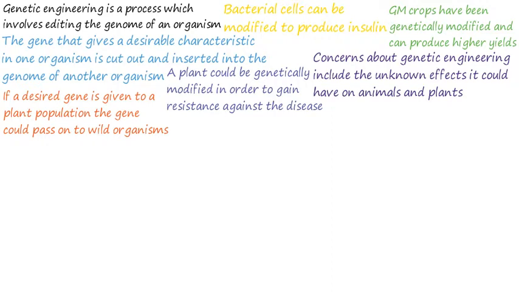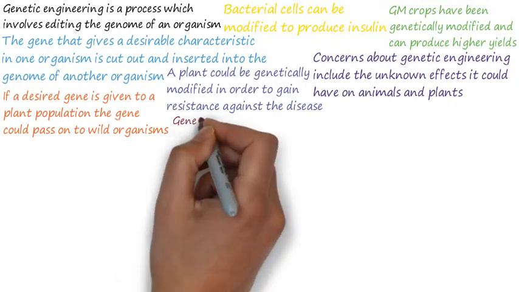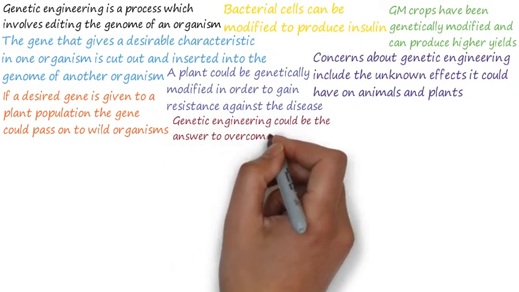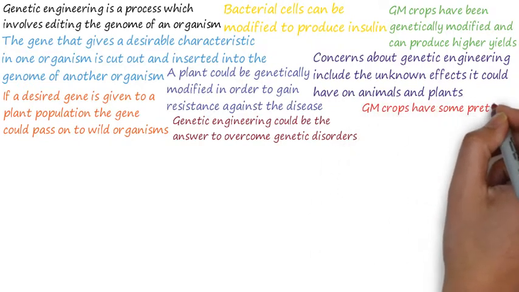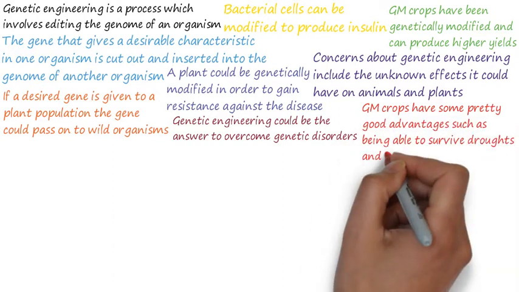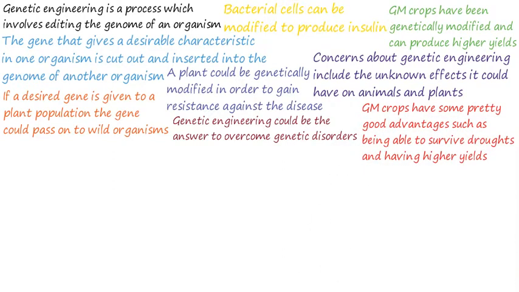For instance, if a certain gene which gives a plant resistance to pesticides is passed on to a pest, they could become resistant too. Despite this, genetic engineering could have some really good uses in medicine. As we have already seen, there are some ways in which to produce large volumes of insulin using genetic engineering. Also, genetic engineering could be the answer to overcoming genetic disorders.